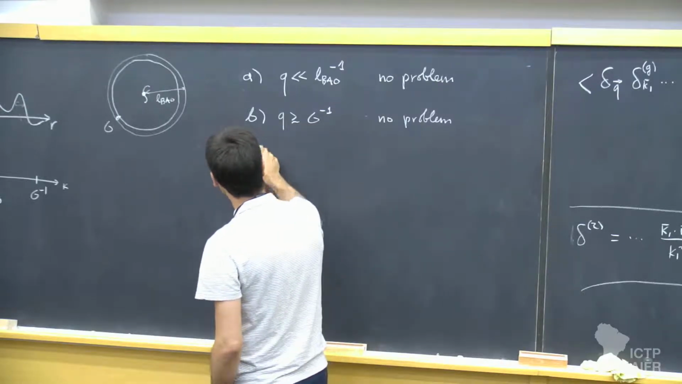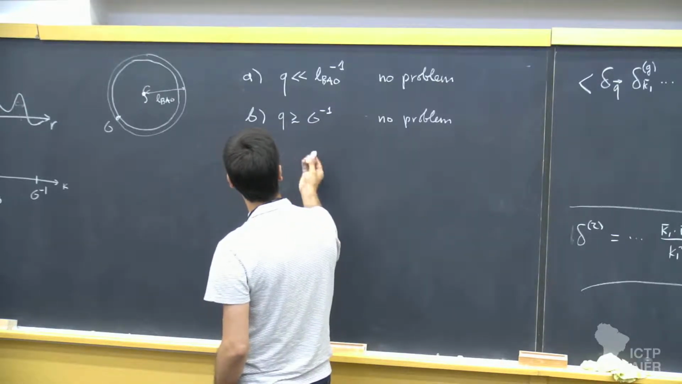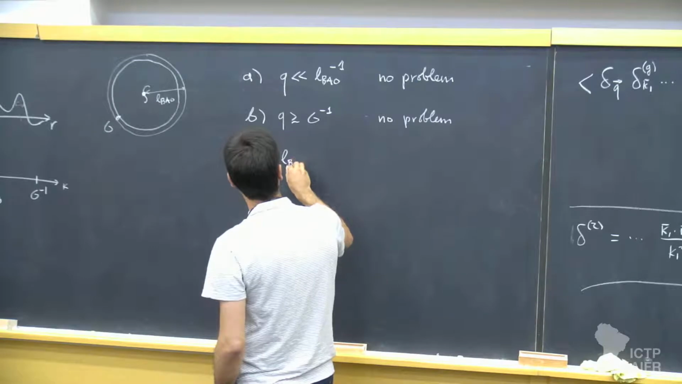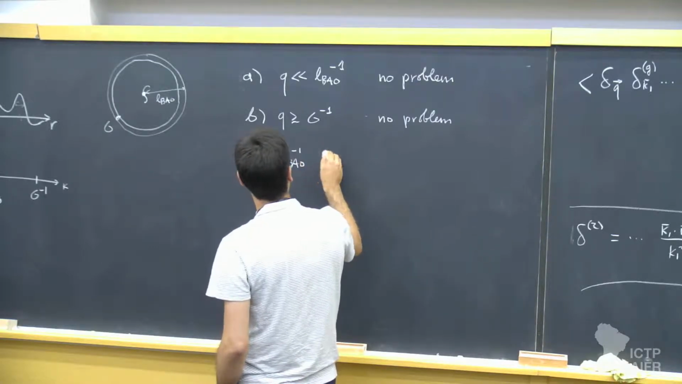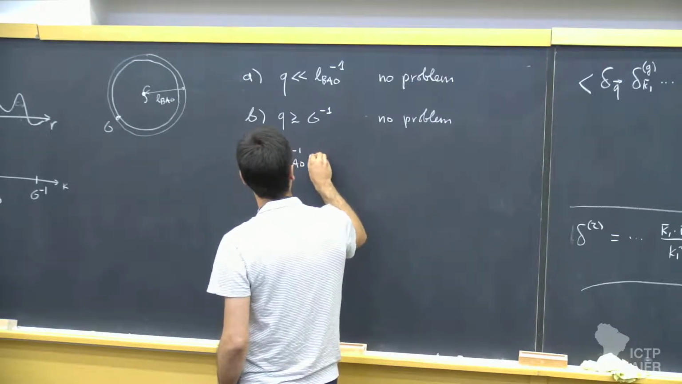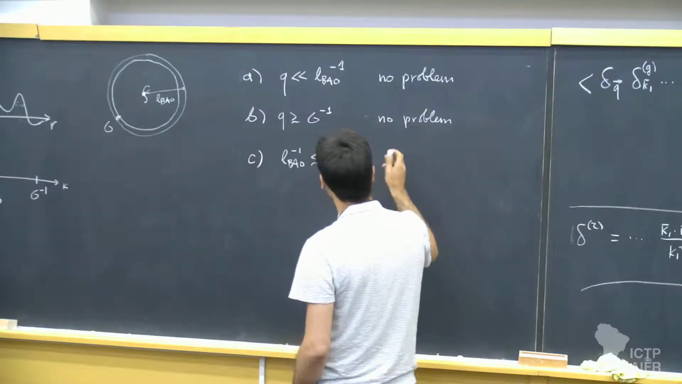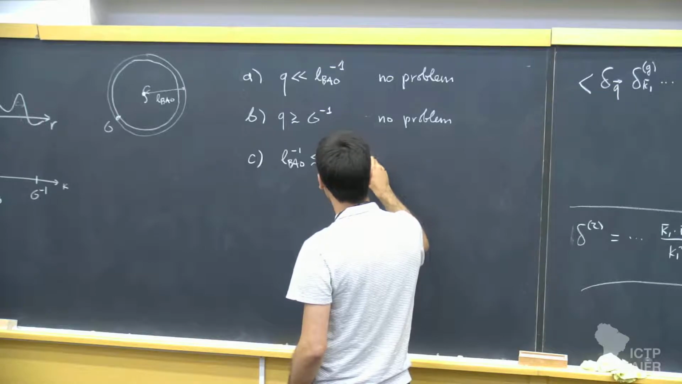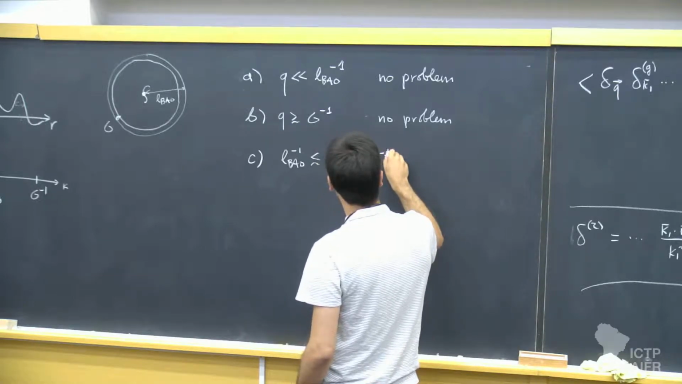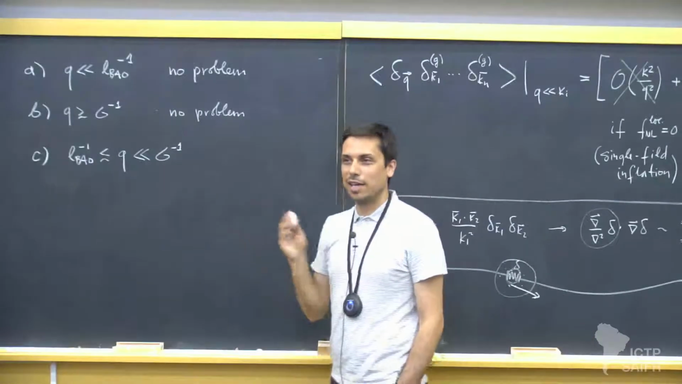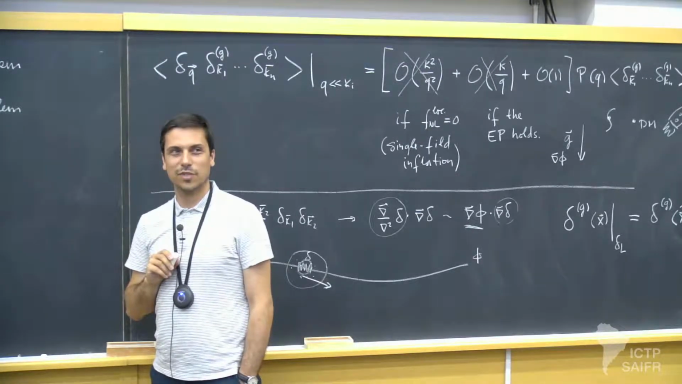And there is option C, which is the most interesting one. It is what happens when L_BAO to the -1 is a bit smaller or comparable to q, and this is still smaller than sigma to the -1. What happens in this case? Do you see what happens?